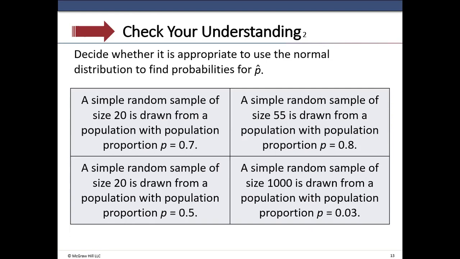Let's do the second one on the top right. 55 times 0.8 is 44. That is, your number of successes is 44. So what is your number of failures? 55 minus 44 is 11. The number of successes, 55 times 0.8, is 44, greater than 10. And the number of failures, 55 minus 44, is 11. That is also greater than 10. Hence, we can use the normal distribution to find probabilities for p hat.